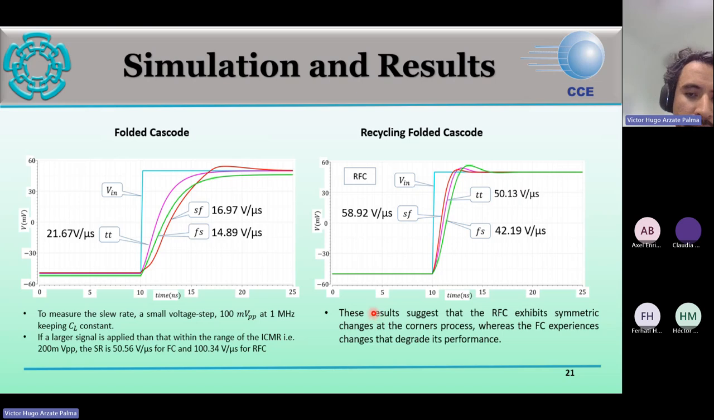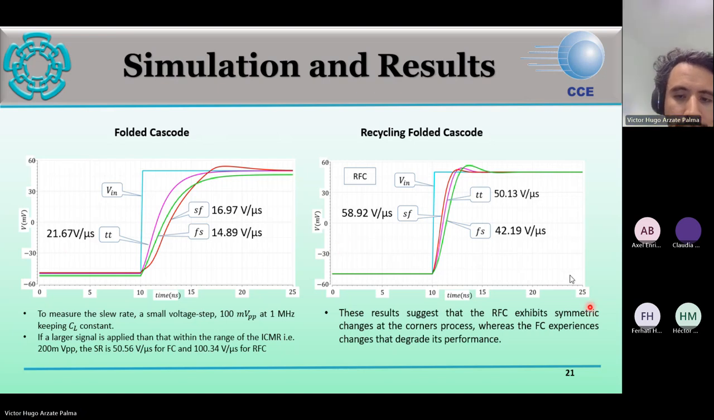And then to analyze the robustness of the amplifier against process variations, corners based simulation allow us to evaluate its behavior. Like in these figures, we can see the response of the folded cascode and for the recycling folded cascode. According to the typical corner, that is this one, for example, the recycling folded cascode presents a better slew rate over the folded cascode, that we have just 21 volts over microsecond.